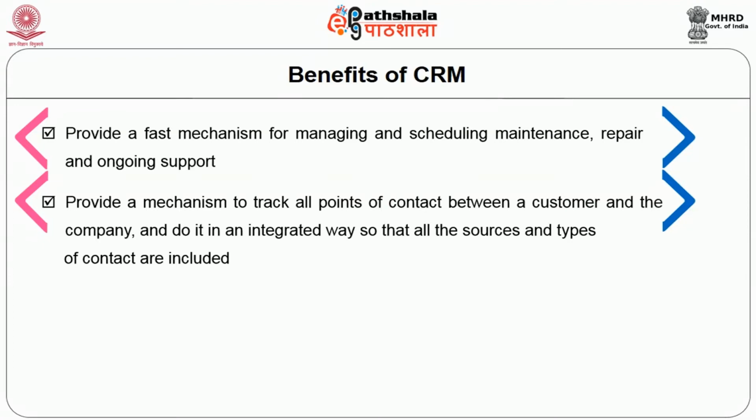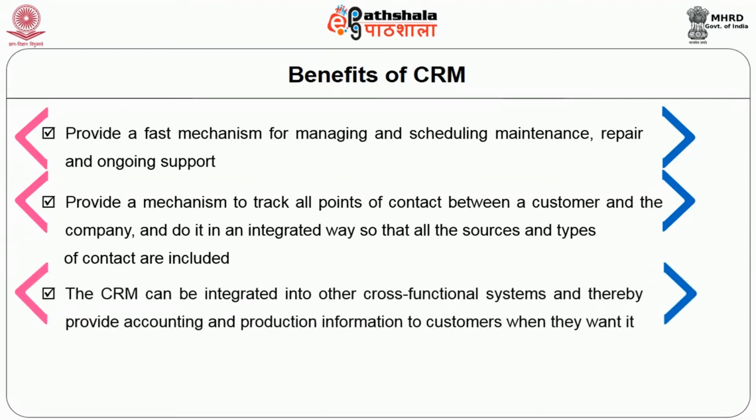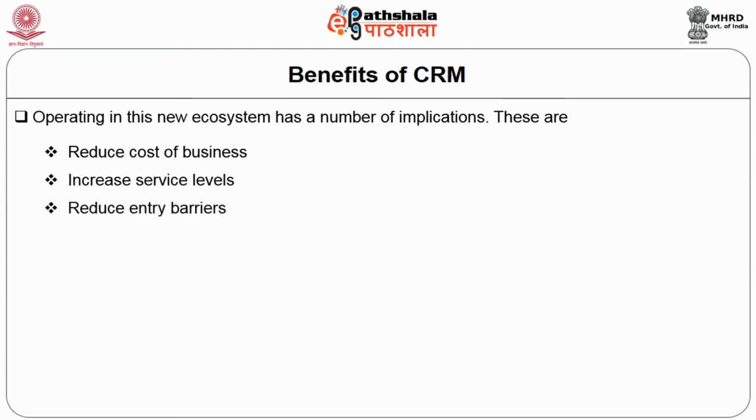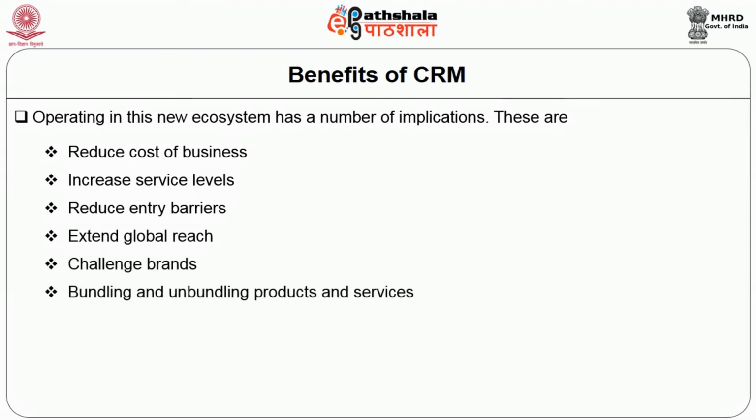And also the users of the system see the same view of the customers and thereby reduces confusion. The CRM can be integrated into other cross-functional systems too and thereby provide accounting and production information to the customers whenever they want it. So, operating in this new ecosystem has a number of implications such as they reduce the cost of business, increase the service levels to the customers, reduce the entry barriers, extend global reach, challenge brands, and also bundling and unbundling of products and services is possible.